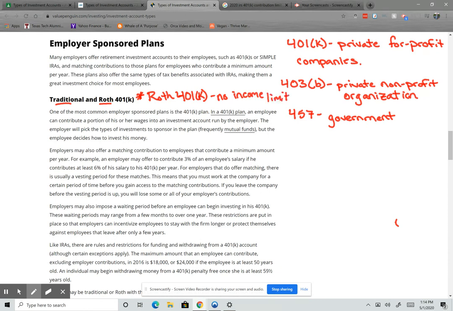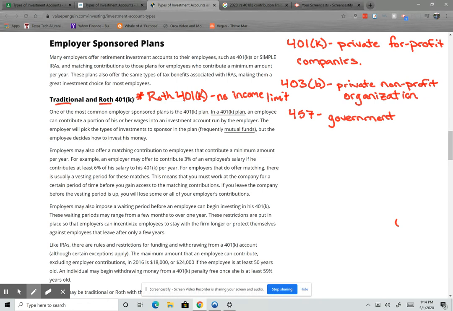Which is really insane if you think about it. Okay. So real quick, and I'll talk about why that's kind of insane that there's no income limit on a Roth 401k, but there is an income limit on a Roth IRA in just a minute. But one of the big differences here between a 401k, 403b, 457, and an IRA is the amount that you can contribute.